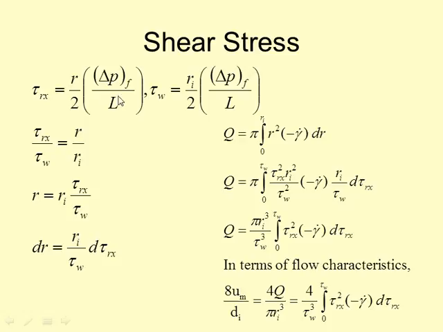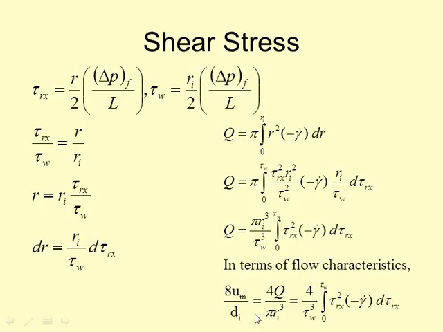I've got no pointer, so I use it here. Alright, shear stress at the wall is this one. So you can get the ratio of shear stress, which is just the ratio of radius. So r is this one, so the dr can be this one. These ones are constant. And then this one you replace here, instead of dr you replace with this one. And then you arrange, and then you again rearrange in terms of flow characteristics.